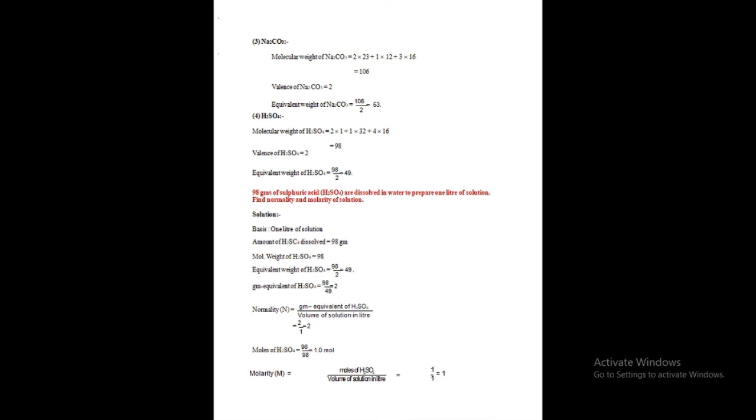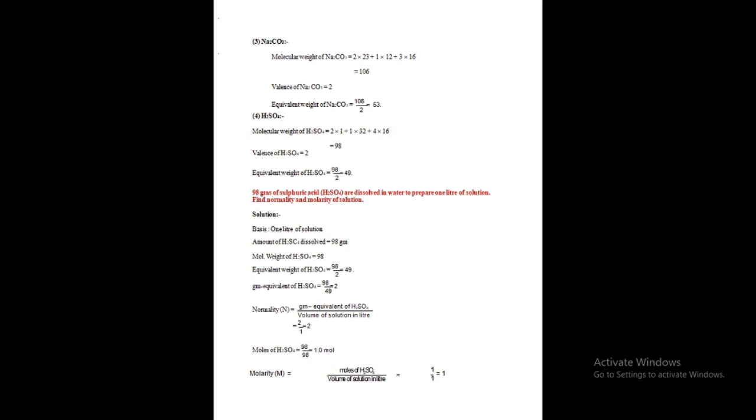So the next formula, normality. Normality is the question, right? The normality formula is gram equivalent of solute divided by volume of solution in liter. For this problem, the solute is sulfuric acid. So changing the formula, normality is equal to gram equivalent of sulfuric acid divided by volume of solution in liter.